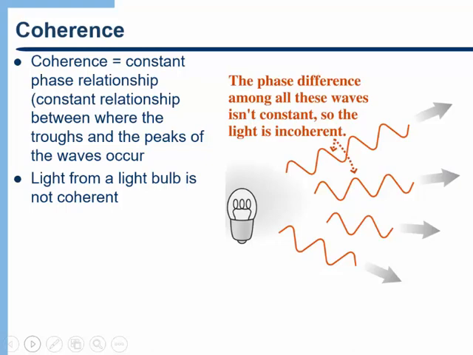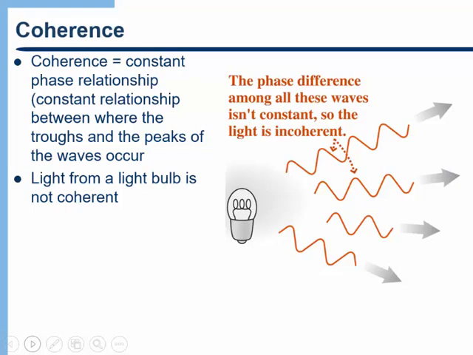Let's talk about what it means to say that light is coherent. Coherence refers to a constant phase relationship between the peaks of the waves coming from our light source. In order to understand why this is important, the first thing we want to look at is a source of light that's not coherent. If we have a standard old-fashioned light bulb with a metal filament in it, the light coming from that filament is not coherent, and it's pretty easy to understand why.